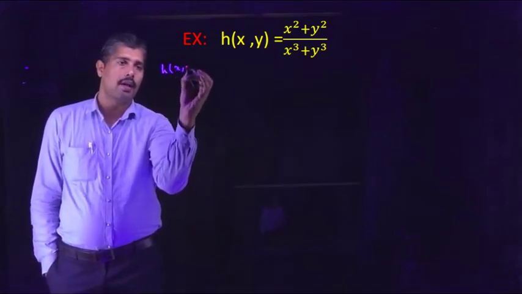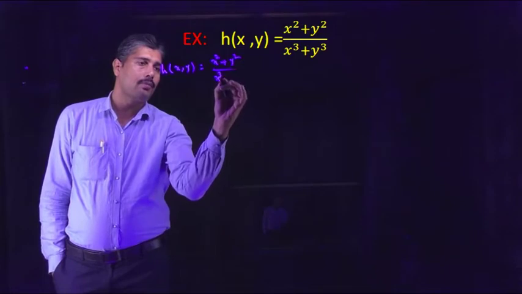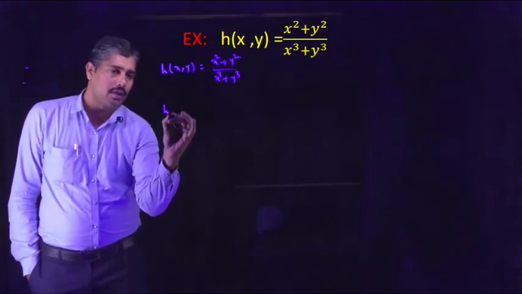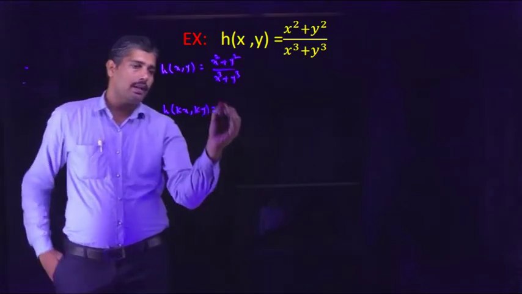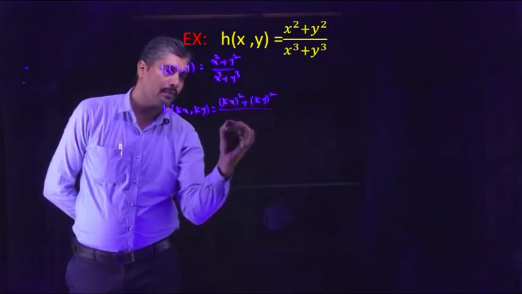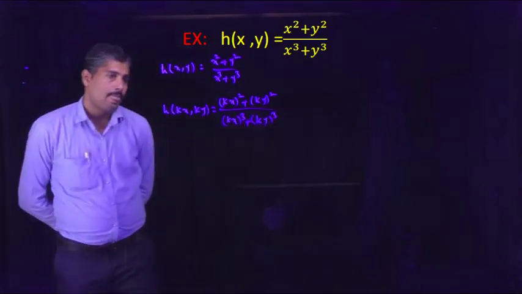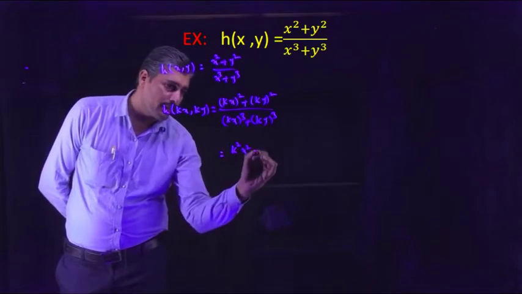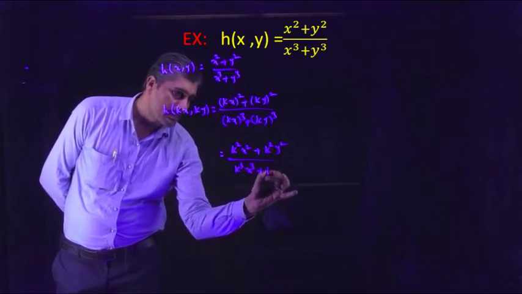h(x, y) = (x² + y²)/(x³ + y³), right? We say that h of, in the place of x we take kx, in the place of y we take ky. Here ((kx)² + (ky)²)/((kx)³ + (ky)³). Okay, then that equals (k²x² + k²y²)/(k³x³ + k³y³).